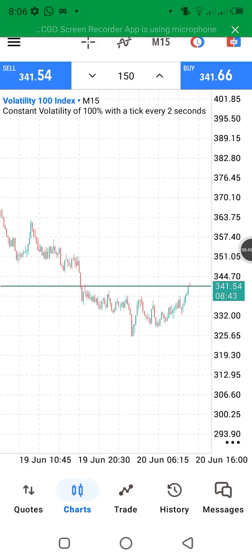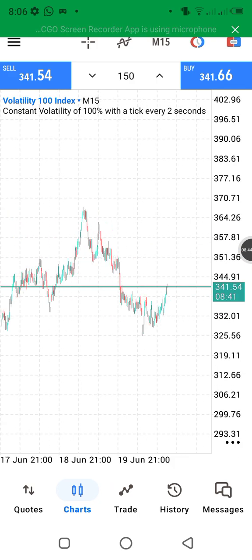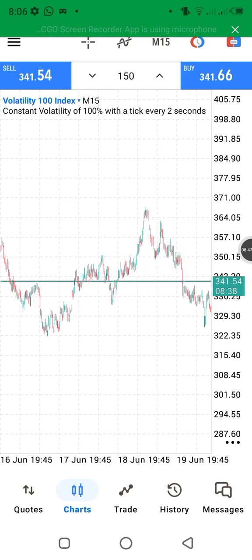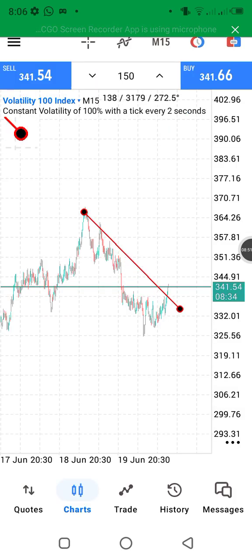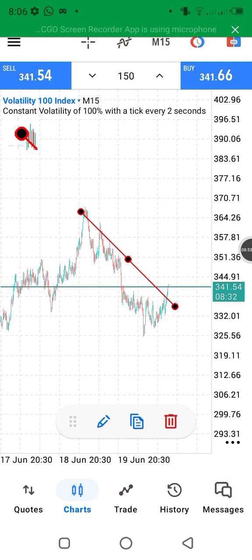But on the M15, you see that price is undergoing a correction. So on the M15, price is undergoing a correction. If you draw a trend line here on the M15, you observe that we have this sort of trend line, which is being respected right now, right? But price hasn't.